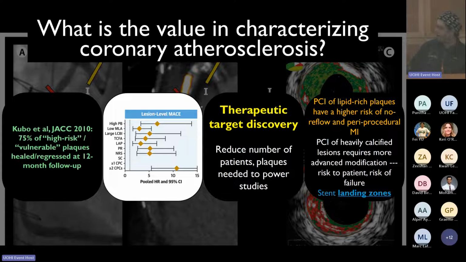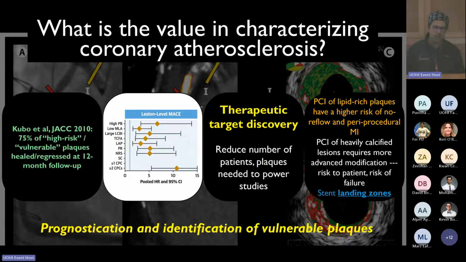And we also like to know where our landing zones are. So in very diffuse vessels, it can be very hard to see where the healthy vessel is, and imaging can help try and elucidate that when it's difficult. The most important facet of all of these is probably the prognostication and identification of vulnerable plaques, because that's the thing that'll impact long-term on patient care and is probably the most important for primary and secondary prevention.